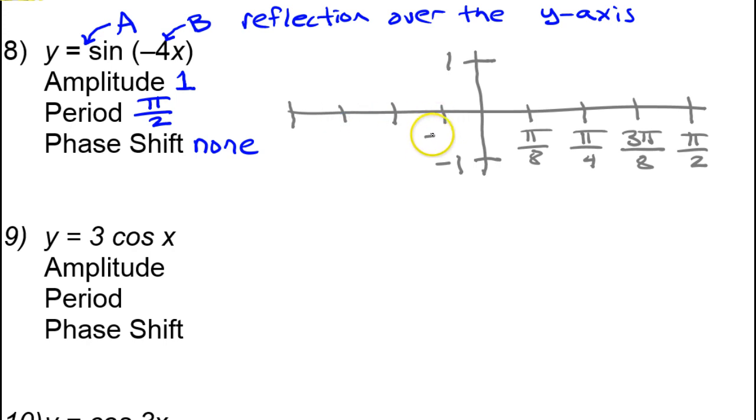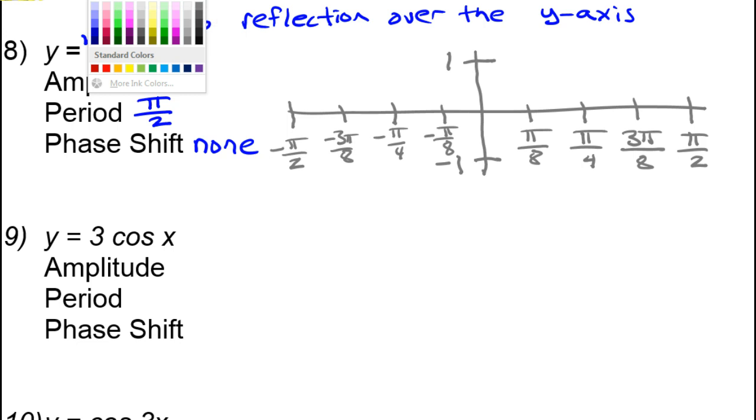But this would just be negative pi over 8, and negative pi over 4, and negative 3 pi over 8, and negative pi over 2. Now I am all set.